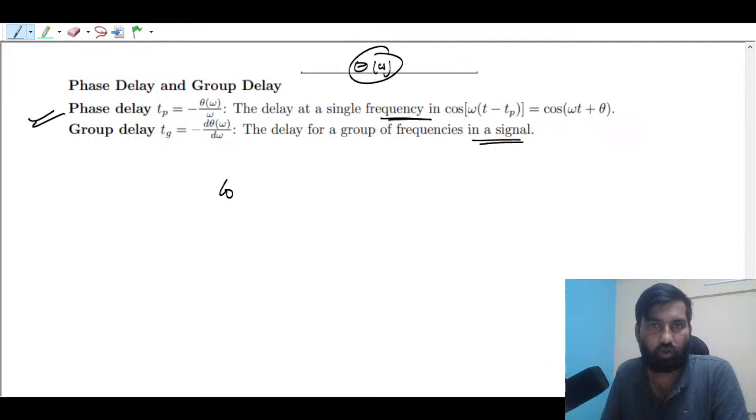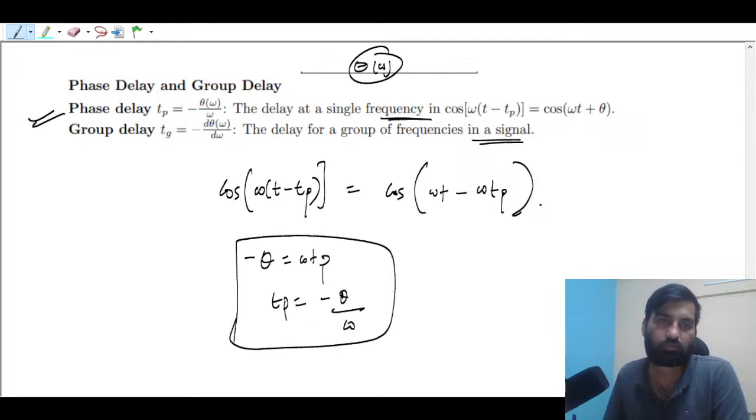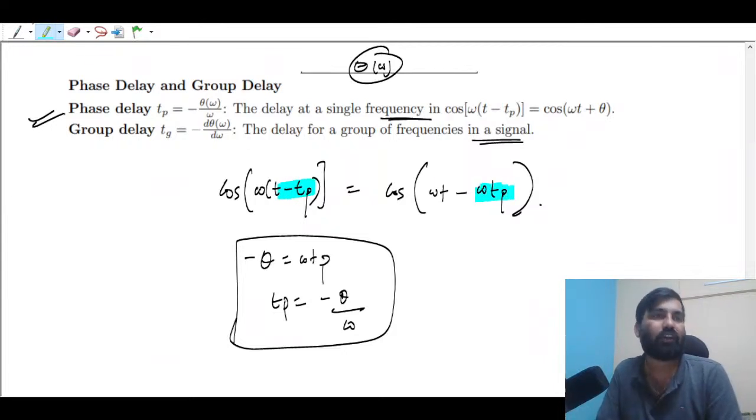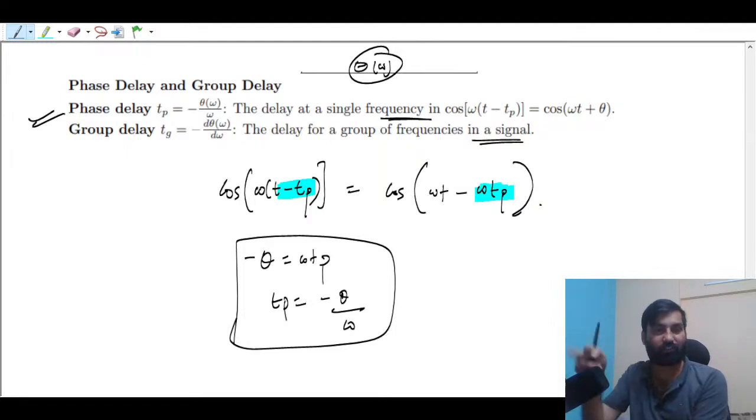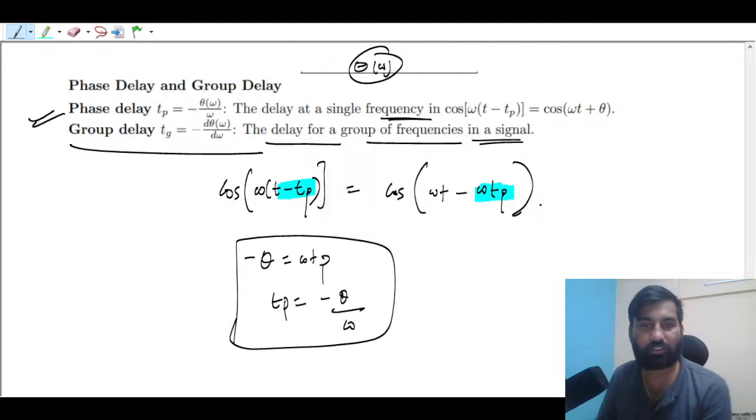जैसे मान लो तुम्हारे पास cos omega t और यहाँ phase shift है Tp, you can say. You can write this as cos of omega t minus omega Tp, right? So you can just say that this is theta equal to what? Omega Tp. So Tp equal to minus theta by omega. So see, there is a phase shift, and I hope this makes sense, right? So there is a time shift and we are getting the phase shift. Group delay का मतलब क्या होता है? Delay for a group of the frequencies in a signal. ठीक है?